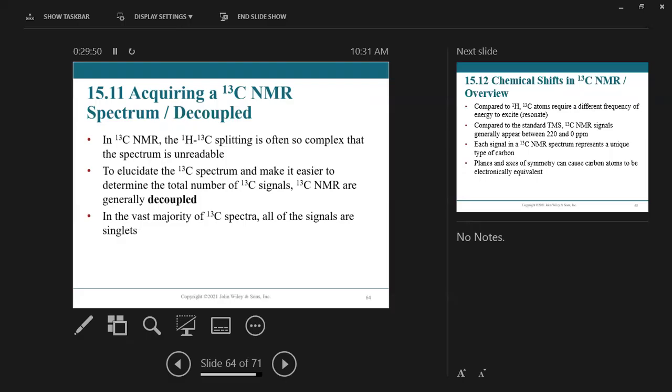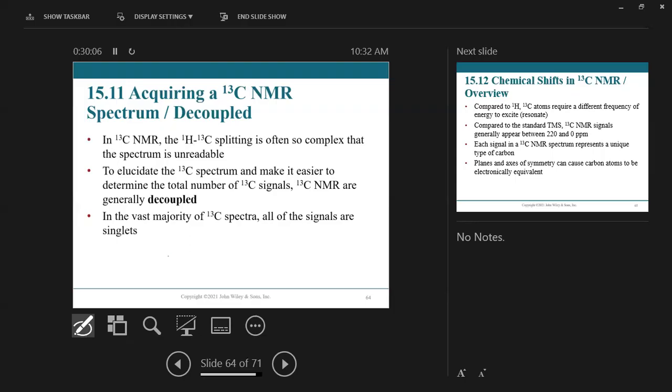Carbon-13 samples are generally decoupled. You'll just generally see them as singles. You won't see these doublets or triplets. So the vast majority of the signals in carbon-13 spectra are singlets.